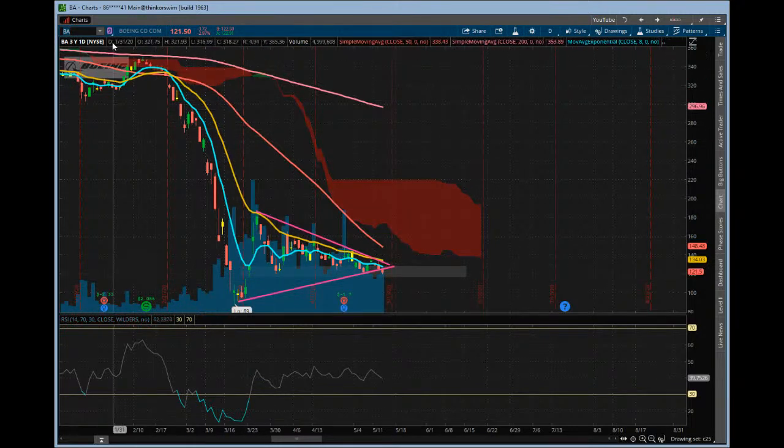But Boeing can be an interesting one. So we're gonna see if it continues to work on this triangle, if it expands the triangle, or if it wants to finally break out of this thing. So just really, really choppy price action there.